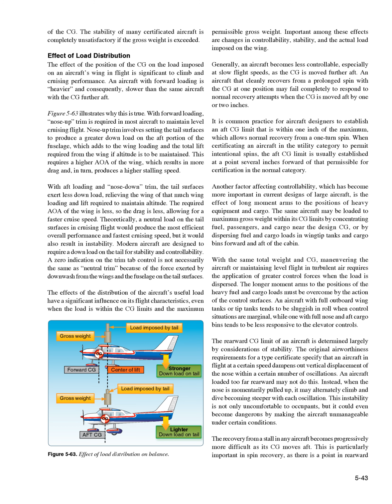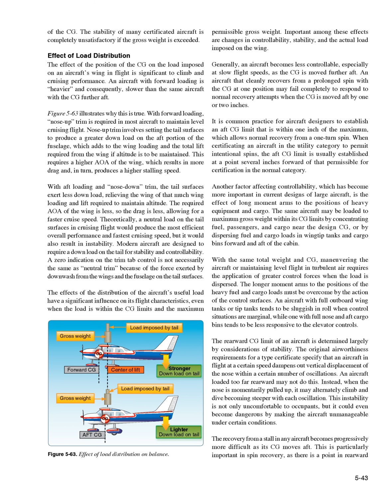Theoretically, a neutral load on the tail surfaces in cruising flight would produce the most efficient overall performance and fastest cruising speed, but it would also result in instability. Modern aircraft are designed to require a down load on the tail for stability and controllability. A zero indication on the trim tab control is not necessarily the same as neutral trim because of the force exerted by downwash from the wings and the fuselage on the tail surfaces.